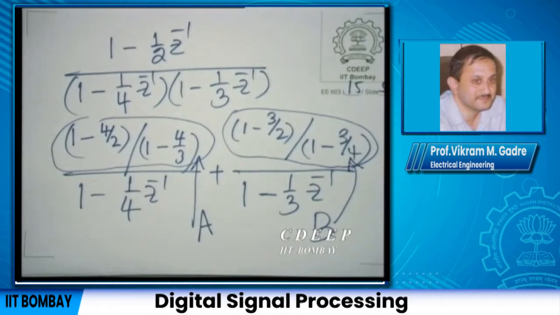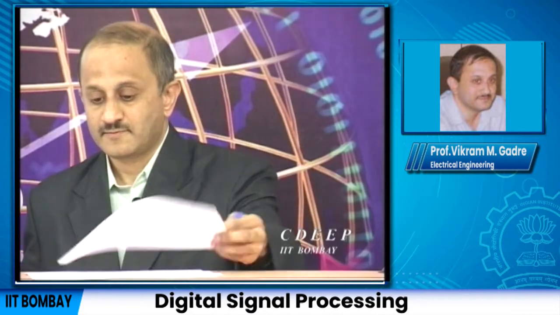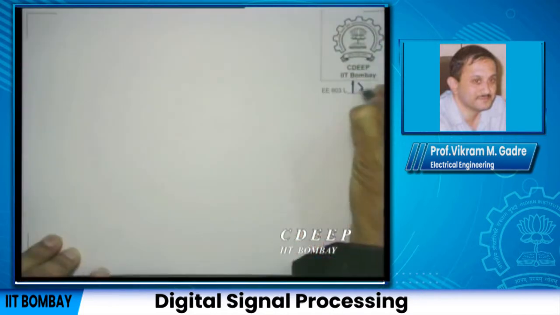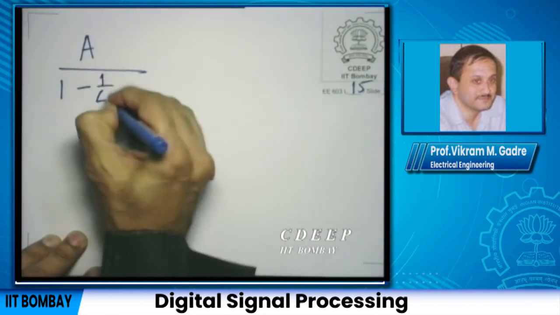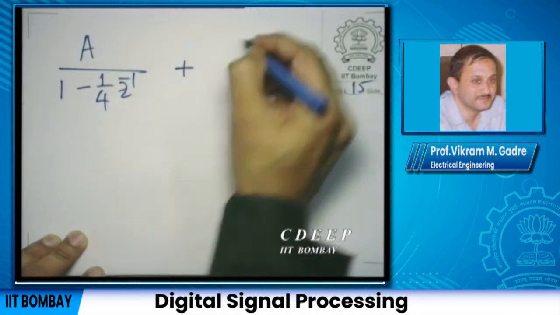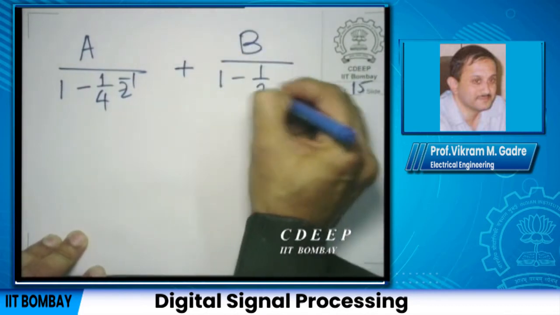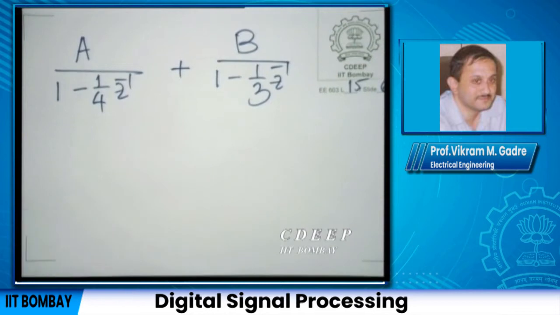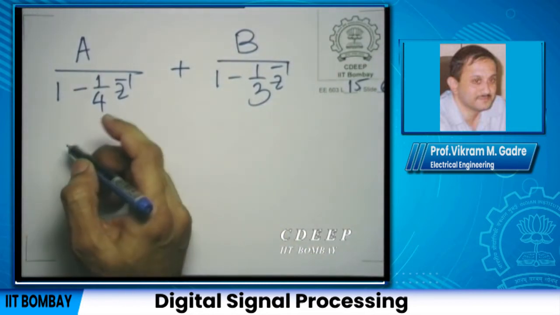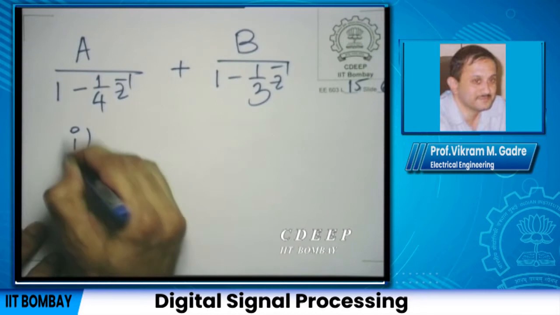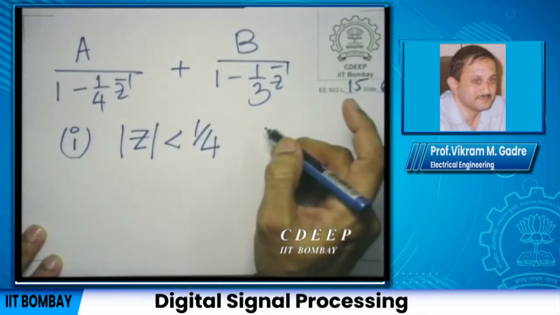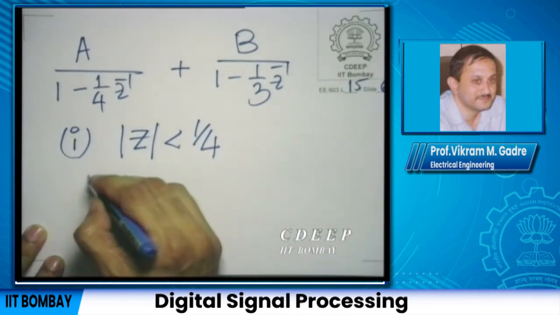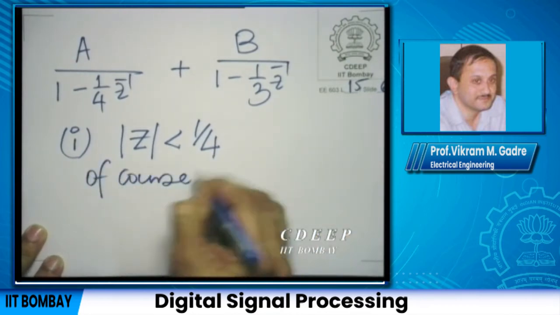So, you see, we have 2 terms now. We have A by 1 minus 1/4 z inverse plus B by 1 minus 1/3 z inverse. And let us take each region of convergence in turn. So, let us take mod z less than 1/4. If mod z is less than 1/4, of course, mod z is also less than 1/3.